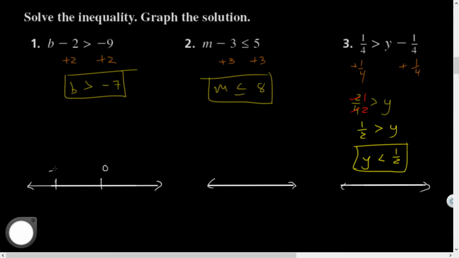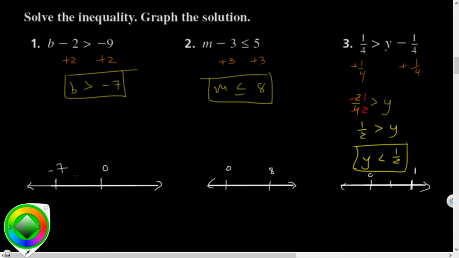Negative 7 seems to be the point of interest. That's going to be less than 0. Here, I'll put 0 over here, maybe 8 over here. That sounds good. Over here, let's do 0 and 1/2. Tell you what, for a fraction, watch this trick. I'm going to put a 1 here and then halfway in between. That looks like a 1/2.